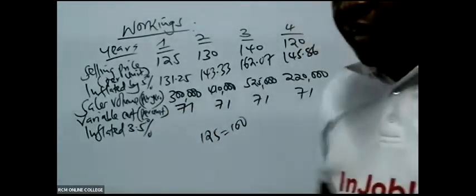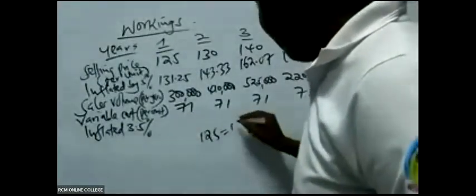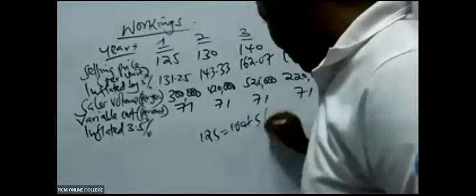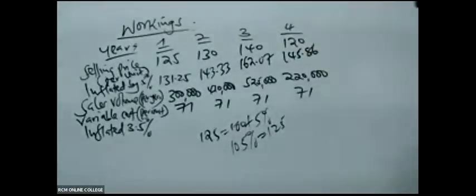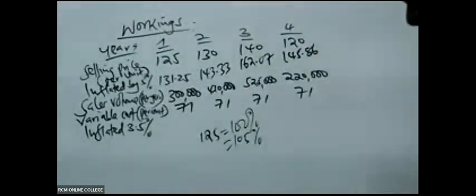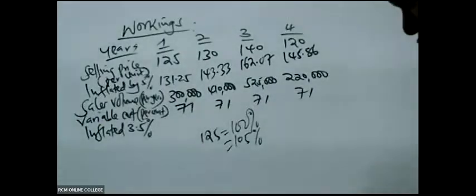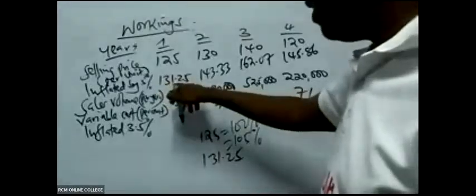You assume this one is 100%. When you want to increase this by 5%, it will be 1 plus 5%. What about 1 plus 5% of 125? If 125 is 100%, so it will be 131.25. So that is how we got this 131.25.